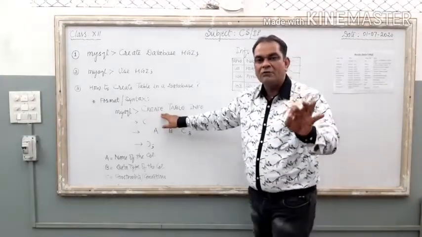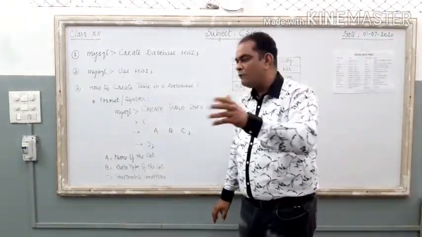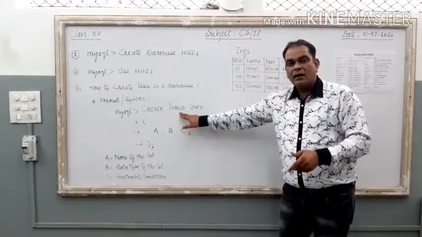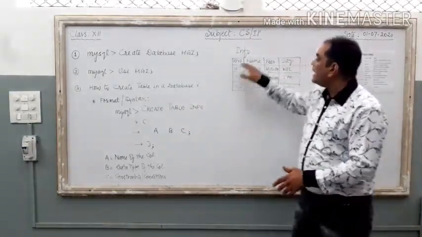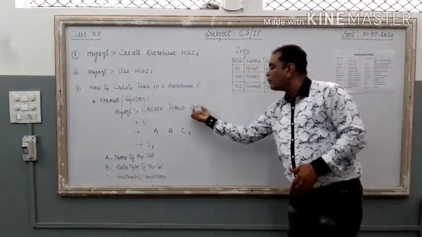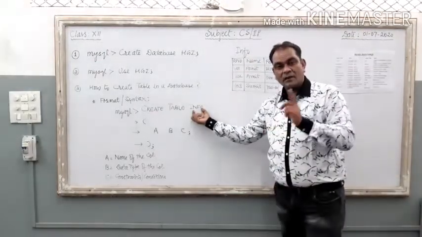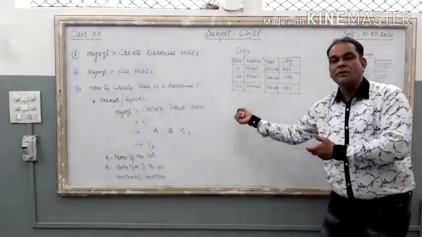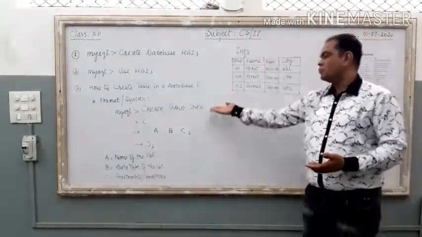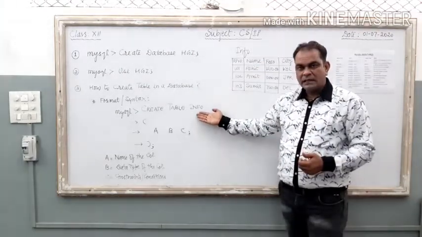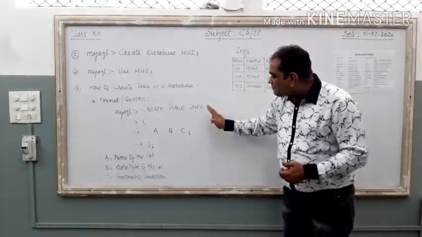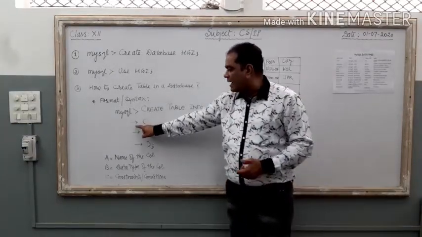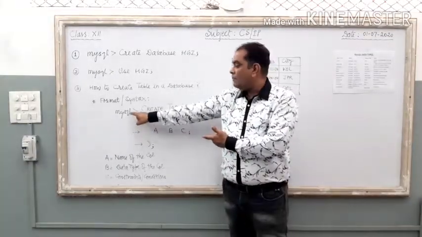create. Simple English word, create. Then you have to leave a space: create space table space, then the name of the table, you are going to write the name over here. Clear? The command is create space table space name of the table. If the table name is info, I am going to write info over here. Clear? Now just press enter after this line.